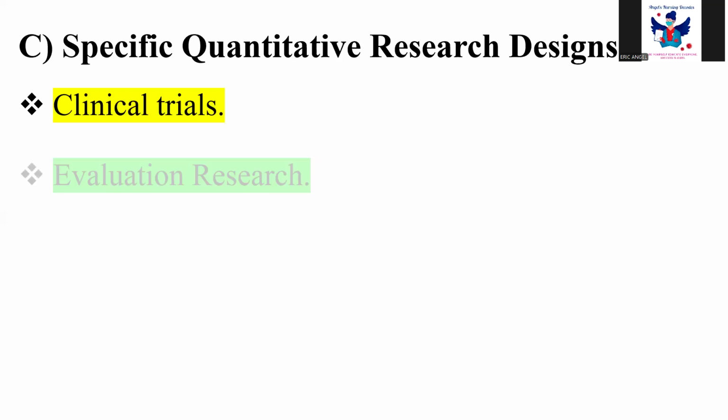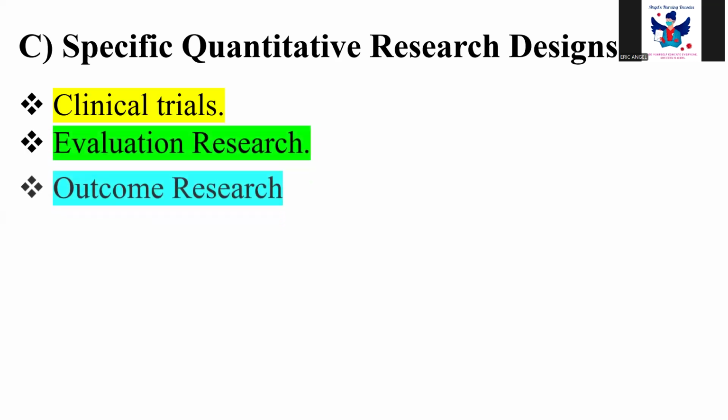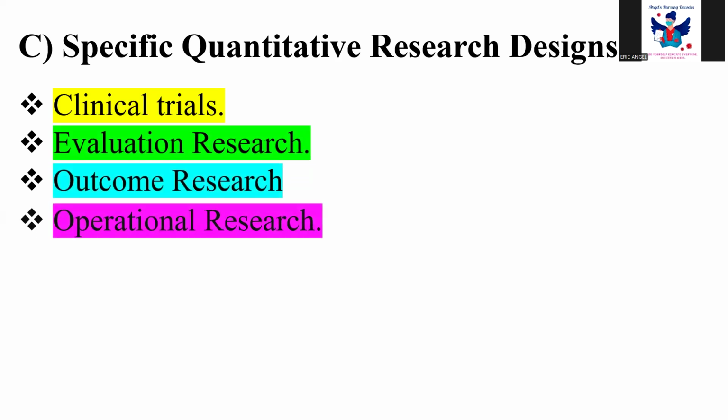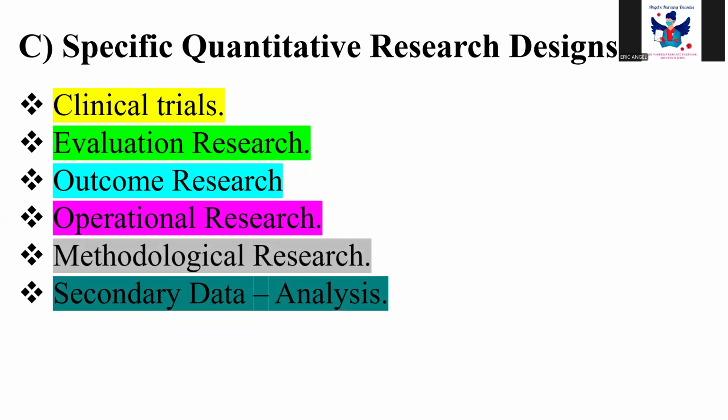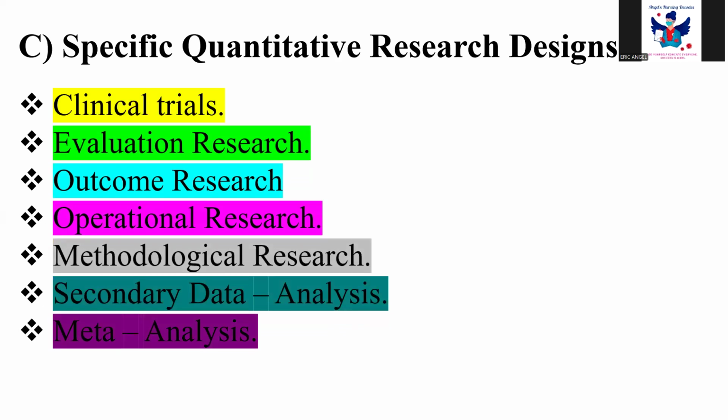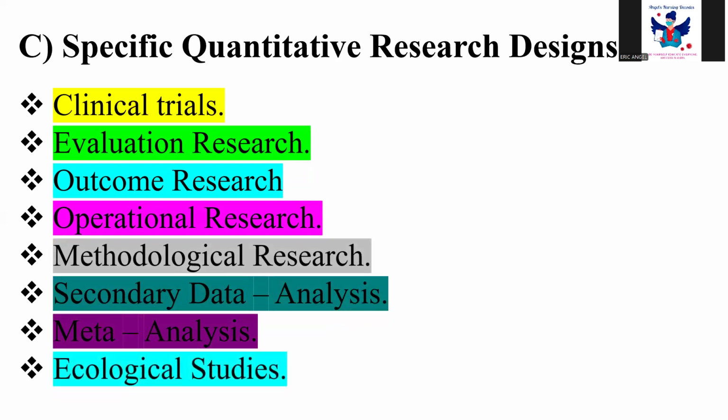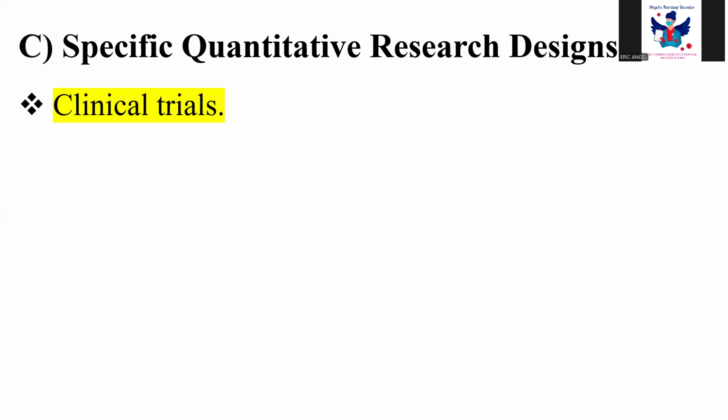Next, let's see about specific quantitative research design. There are 8 subtypes. They are clinical trials, evaluation research, outcome research, operational research, methodological research, secondary data analysis, meta-analysis, and ecological studies. Let's see one by one.